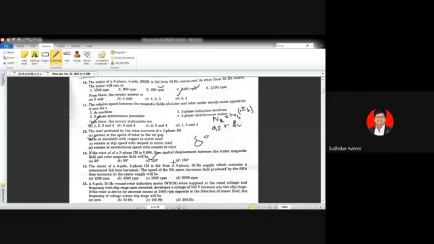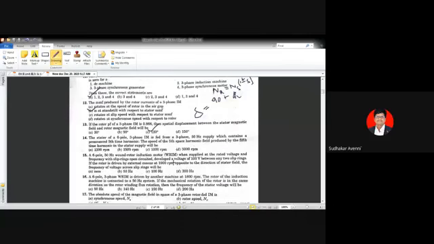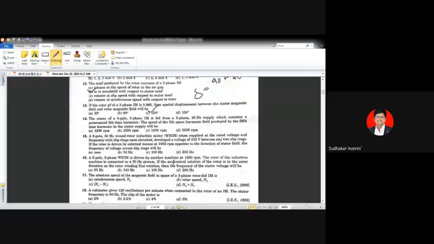Fourth one. A stator of a 6-pole 3-phase induction motor is fed from a 3-phase 50 Hz supply, which contains a pronounced fifth harmonic. The speed of the fifth space harmonic field produced by the fifth time harmonic in the stator supply will be?